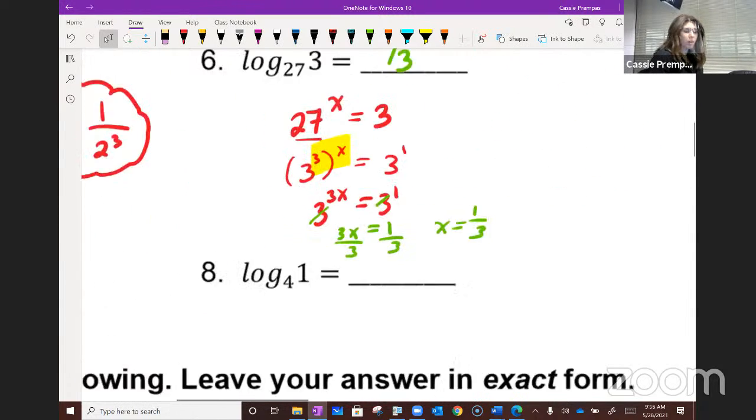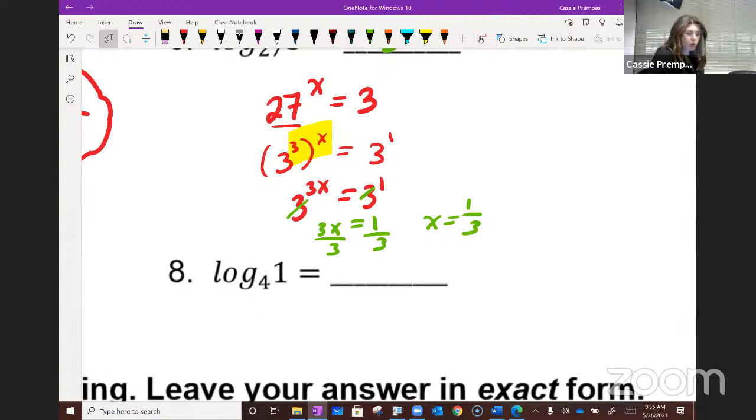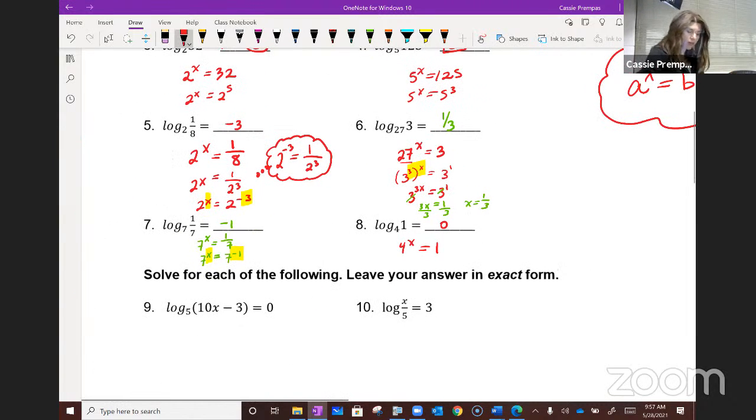Yeah. All right, number 8. 4 raised to what power equals 1? 0, nice. Any number to the 0 power is equal to 1. Nice job.